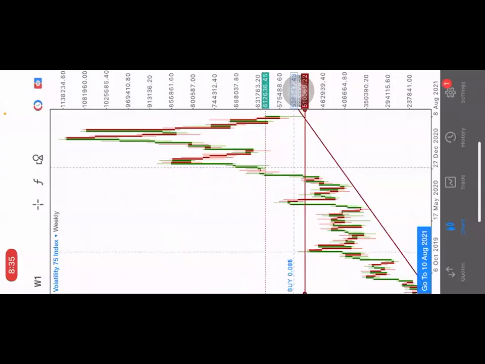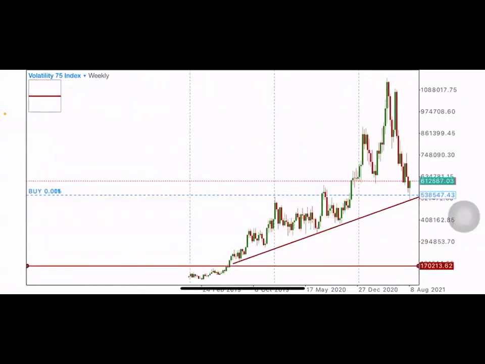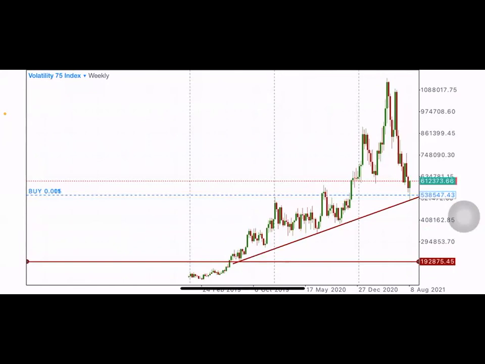Look at this. See my markup. This has been my markup for many months. And I gave this setup free of charge in the groups. Many people took it and they are winning now, free of charge. I gave it in the group. Now, as you can see, volatility 75 is an overall bullish market.